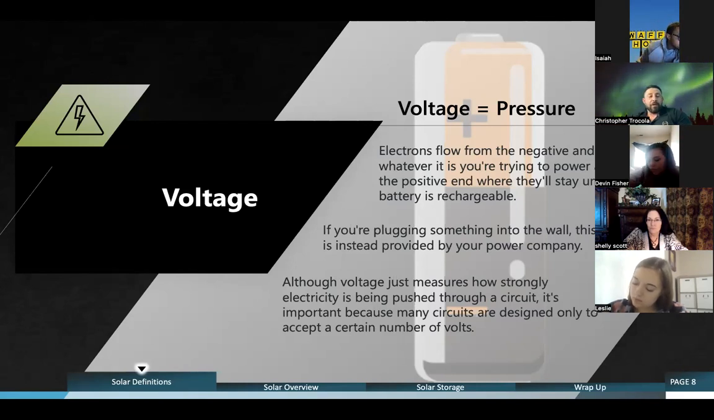So there's a couple things that go along with that. Not having the right voltage, not having the right pressure, not having the right current, not having the right resistance. There's a lot of things. We're going to learn all about all those today.